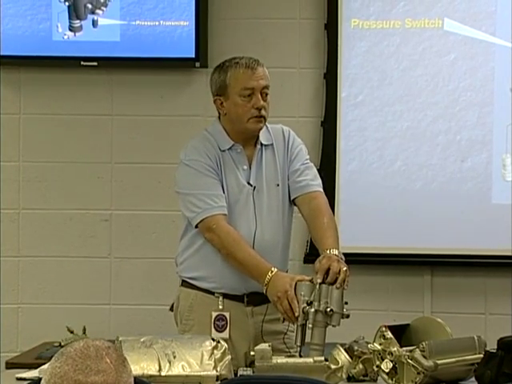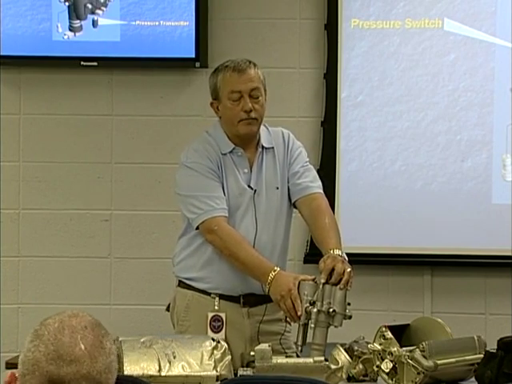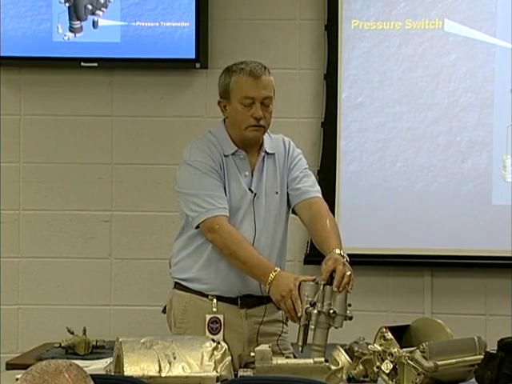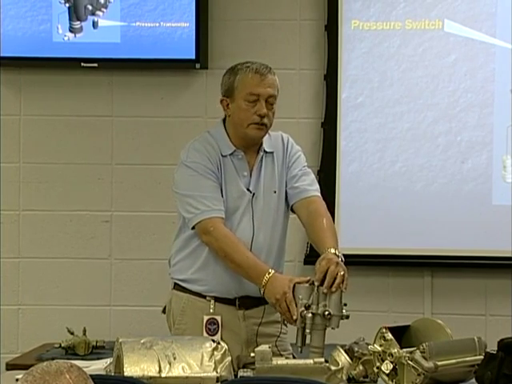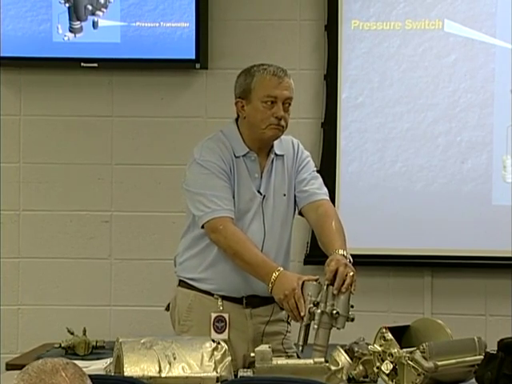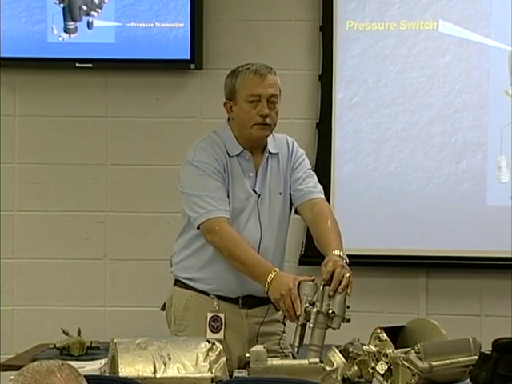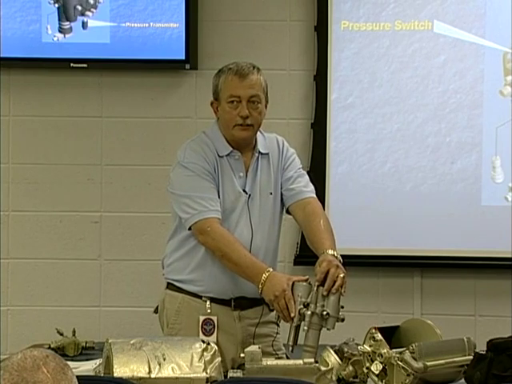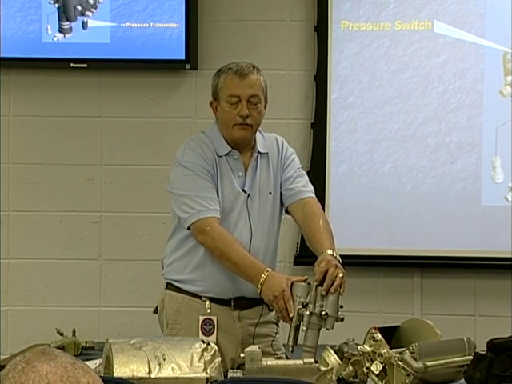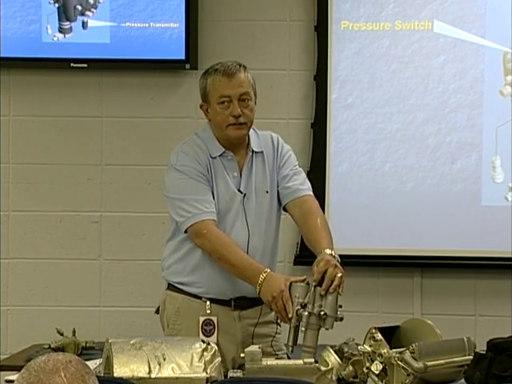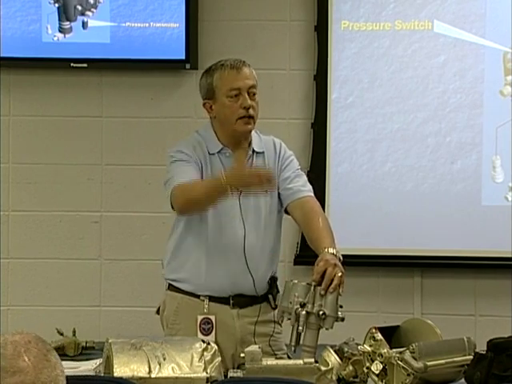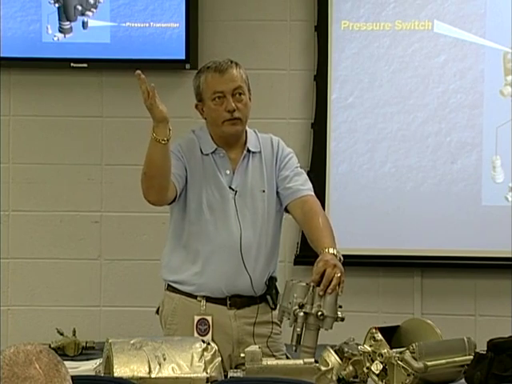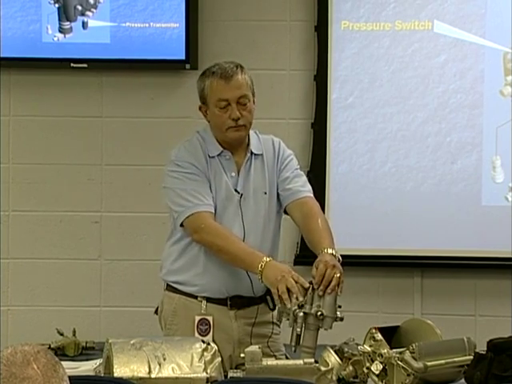Pressure switch is your only indication in the cockpit that anything's going wrong with the utility system, other than your flight engineer telling you. What will this pressure switch do for me? Going to turn on the light. What light? Utility hydraulic caution light. If the pressure drops below 1,800 psi, on your master caution panel you should get a light, utility system. When it goes above 2,300 psi, the light should go out.